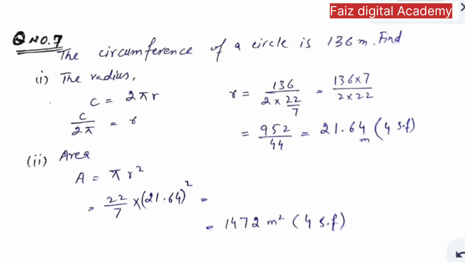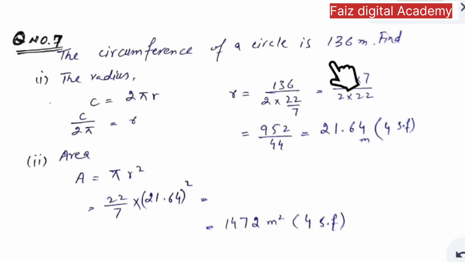They have given us the circumference of a circle, that is 136, and we have to find out the radius. The formula for the circumference is C = 2πr, and if we want to determine the radius, then 2π will be divided by this circumference as it moved to the other side of the equation. So we put the values.